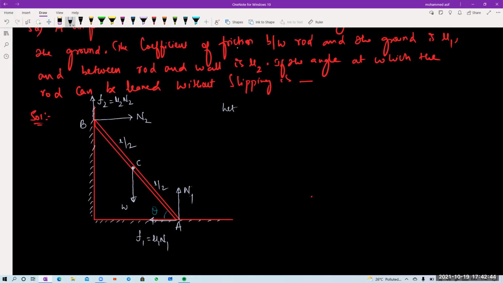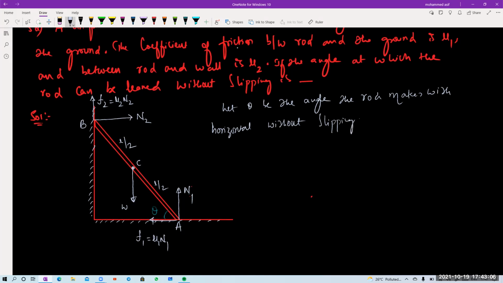So let's say, for example, theta be the angle at which the rod makes with the horizontal, without any slipping. It is telling in the problem, without any slipping. So for horizontal equilibrium, the sum of all the forces along the horizontal direction must be equal to 0.